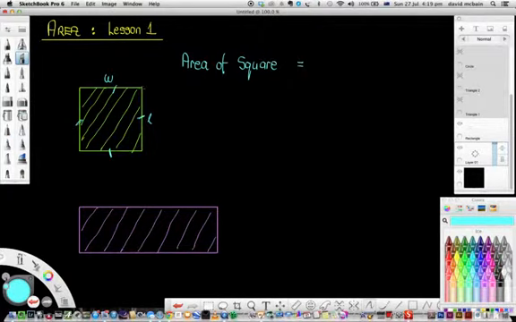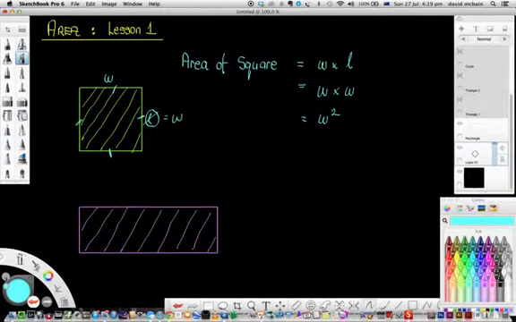So the area of the square is equal to its width multiplied by its length. But in the case of a square, the length is equal to the width. That's the same as that. So we can say that it's actually the width multiplied by itself, which is the same as the width squared.